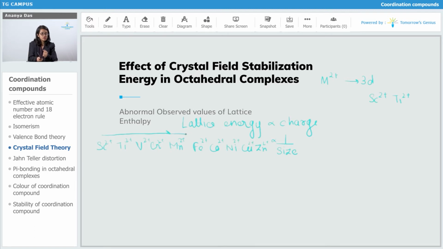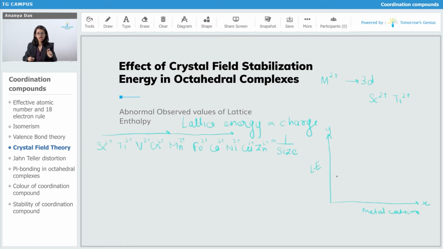On going from left to right in this, what should happen is the lattice energy should increase. The lattice energy should increase because on going from left to right, the size is decreasing, as we know from our periodic properties. The size decreases on going from left to right, so lattice energy should increase. So, if we draw a graph, that is the x axis and the y axis. On the y axis, you have the lattice energy, and on the x axis, you just have your metal cations.